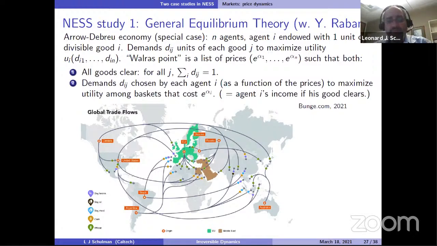And I put in this picture here of world trade flows just to emphasize how non-symmetric the process is. Okay, Australia sells grain to Japan and not vice versa. Brazil sells soy to the Middle East and not vice versa. These things are extremely asymmetric.